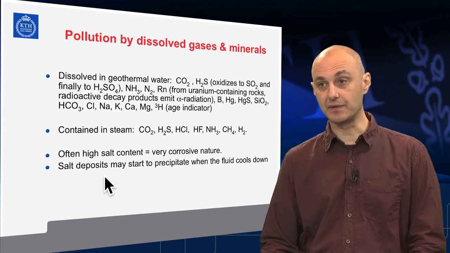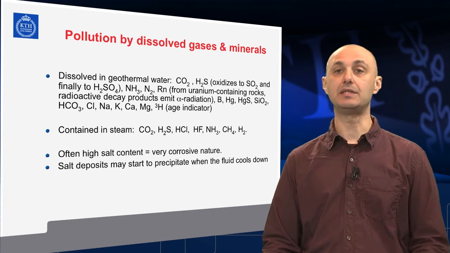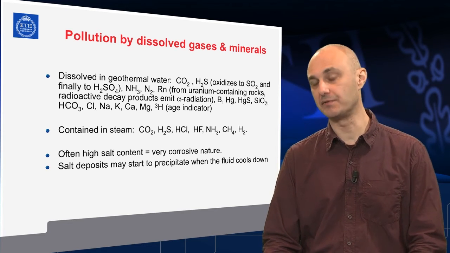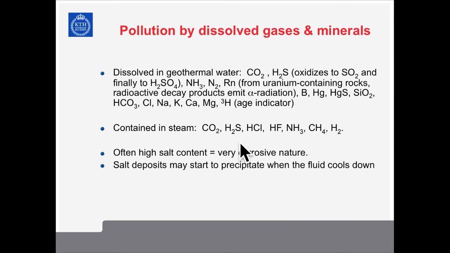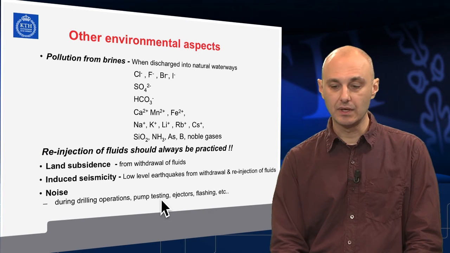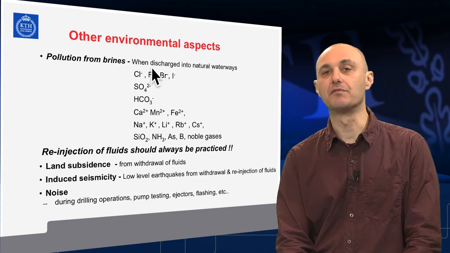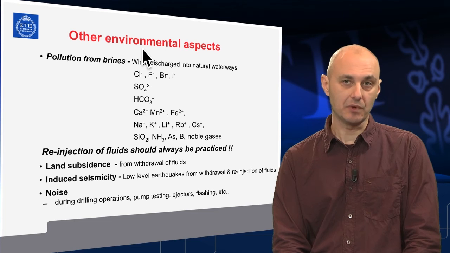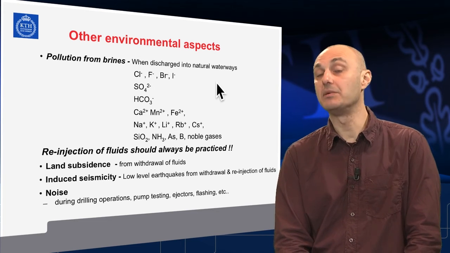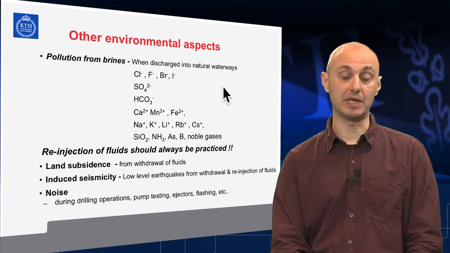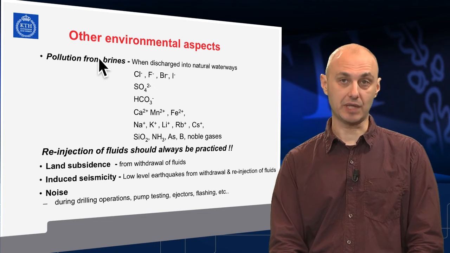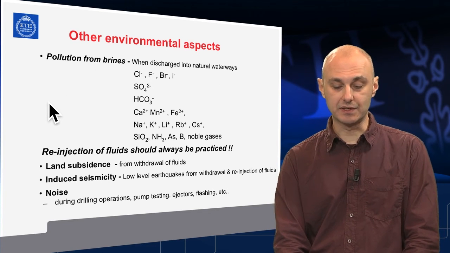High salt content: actually we extract in most cases brine, very salty liquid from the ground. It is very corrosive, very difficult to handle, and those salt deposits may start easily to precipitate when the water cools down. Other environmental aspects would involve the pollution from brines being released or disposed of at the Earth's surface, maybe just discharged in natural waterways and changing the natural chemistry at the Earth's surface.